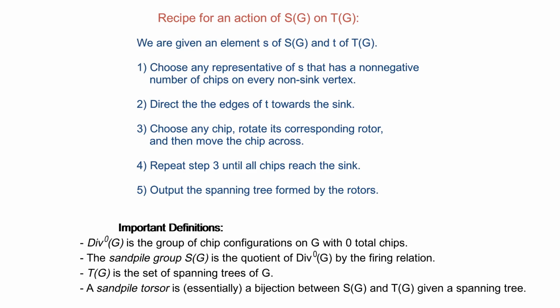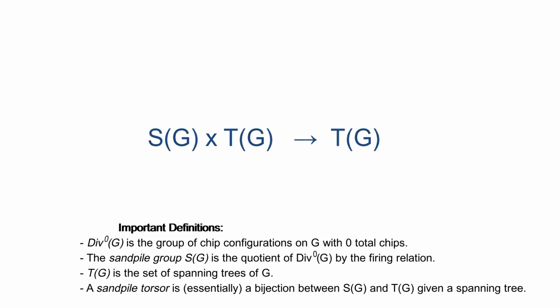We're not quite done yet, though. We have an action, but we don't yet know that it's a sandpile torsor. We still have to show that when we fix a spanning tree, this action gives a bijection between the sandpile group and spanning trees. Because the sets are the same size by the matrix tree theorem, we just need to show that for every pair of spanning trees, there's a sandpile element that sends the first to the second.